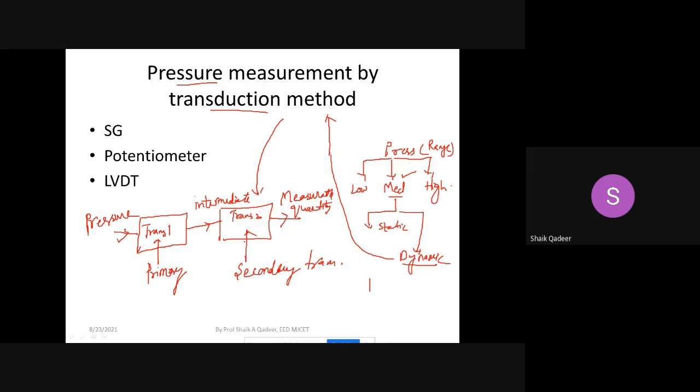Can I proceed? Yes, sir. Yeah. Next point.